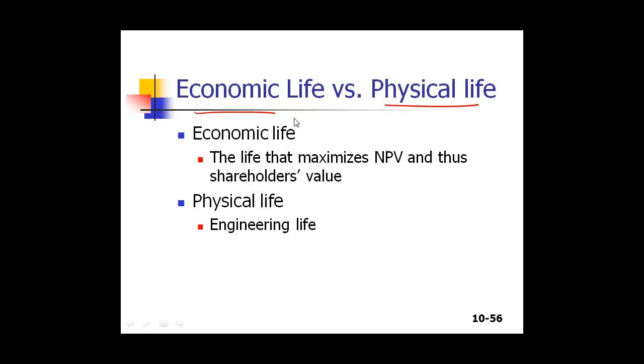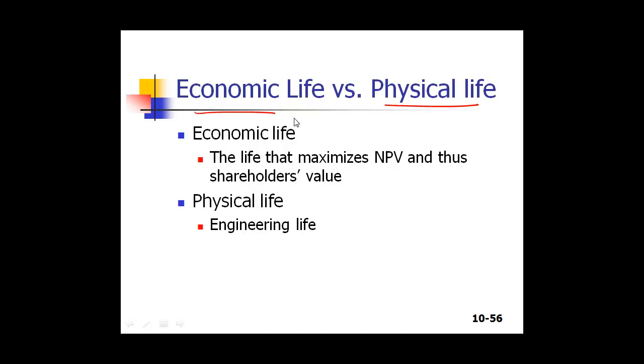So if I do an analysis and I figure out that overall economically I'm better off replacing my car after every 3 to 4 years, then the economic life is 3 to 4 years because I maximize my economic value by holding the car for 3 to 4 years. Whereas the physical life or the engineering life is 15 years.